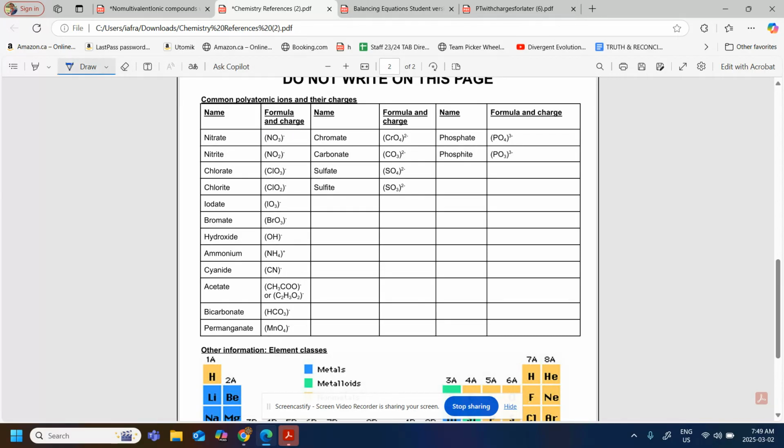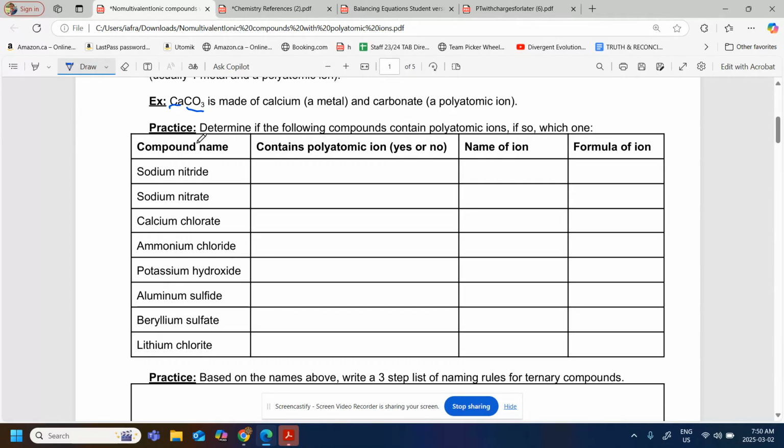Whenever you want to know the name of a polyatomic ion, you can come to this table and take a look. Here we have all the ones with a 1- charge, all the ones with a 2- charge, and all the ones with a 3- charge over here. So you can take a look at those names. Let's go here. I'll do 2 examples with you, and then you'll pause the video and try the rest on your own.